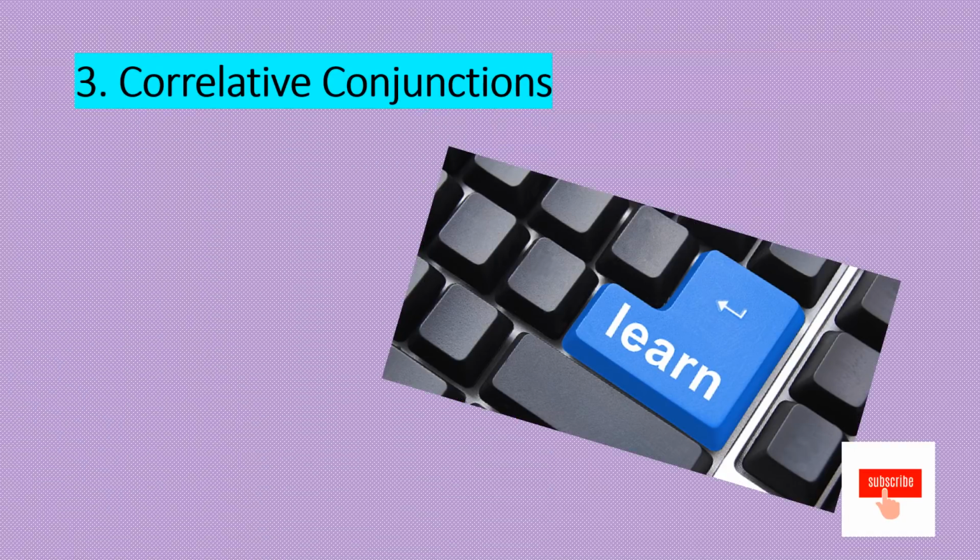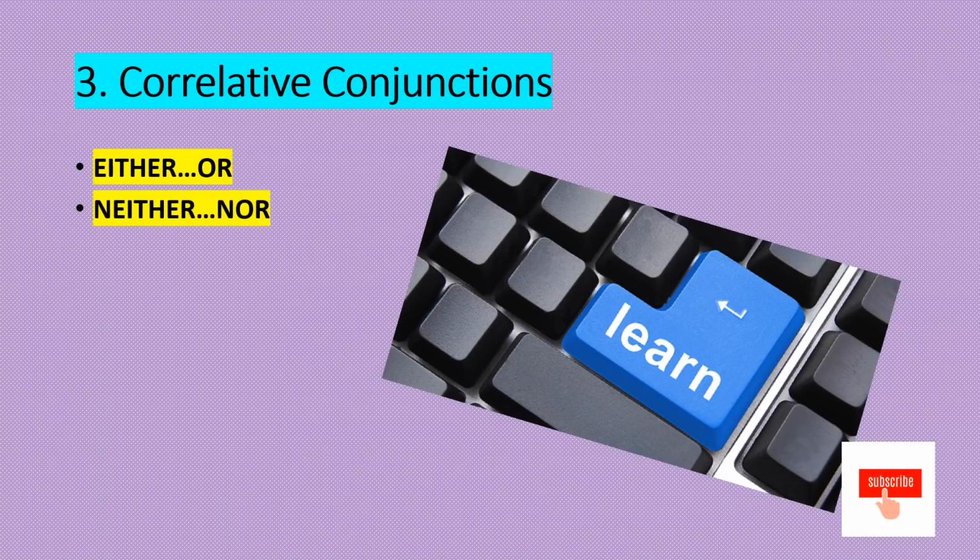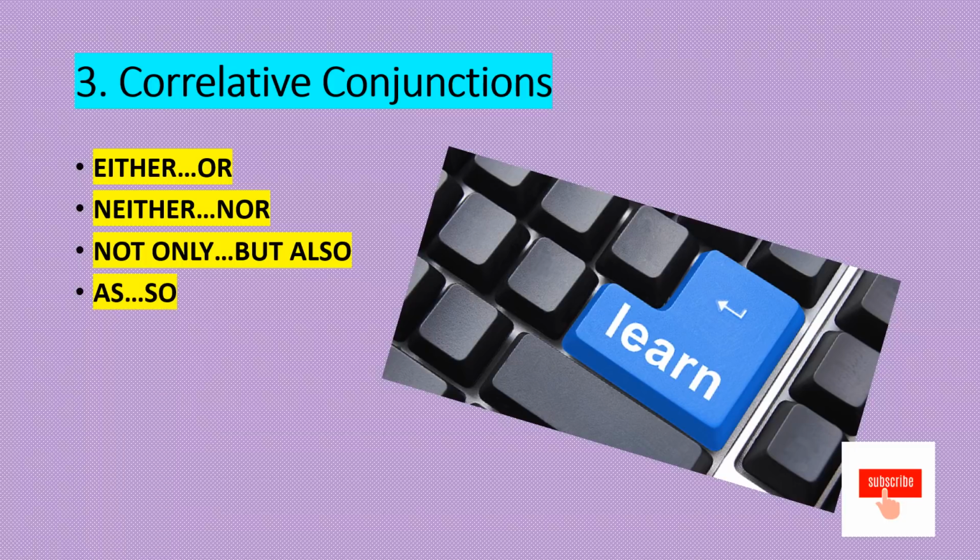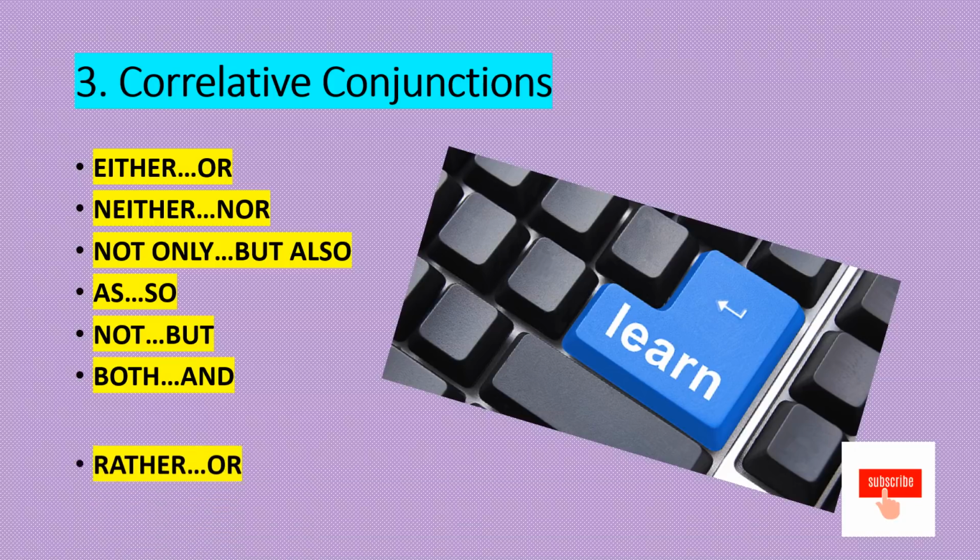Now, the third and the last type of conjunction is a correlative conjunction. As suggested by their name, correlative conjunctions correlate, working in pairs to join phrases or words that carry equal importance within a sentence. Let's take a look at the list here. Either goes with or, neither with nor, not only but also, as so, not but, both and, rather or. So let's take a look at how we can use it in sentences.